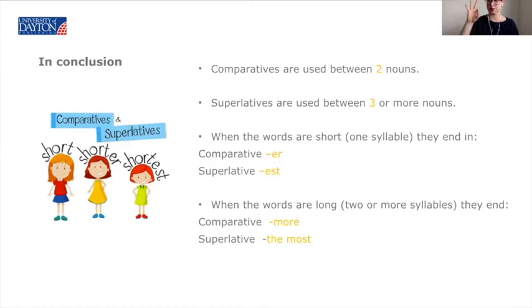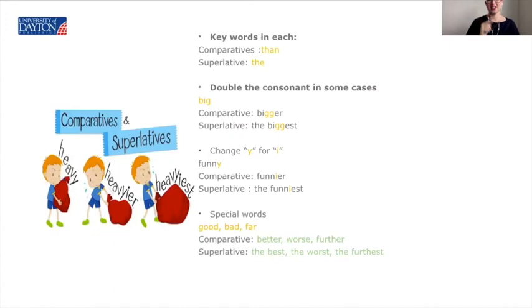Comparative 2, superlative 3. So I'm going to do this so it's kind of clear in your head, okay? Once we go through the facts, okay? When the words are long, two or more syllables, they end in more, or they don't end, but they just have it just before the adjective, okay? That was my bad, okay? And superlative, the most, okay? Superlatives. Then we got keywords: in the comparatives, as I told you, we need to use than, okay? And in the superlative, we use the.